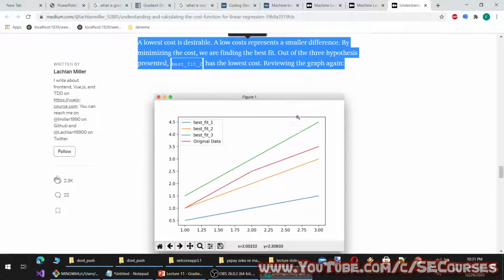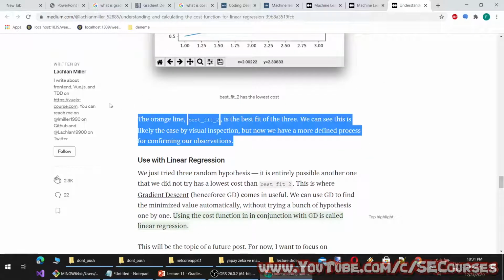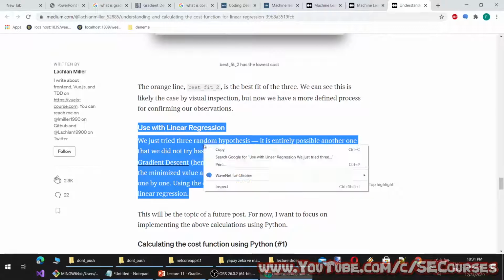Okay, so it is like this. The orange line, best_fit_2, is the best fit of the three. We can see this is likely the case by visual inspection, but now we have a more defined process for confirming our observations.